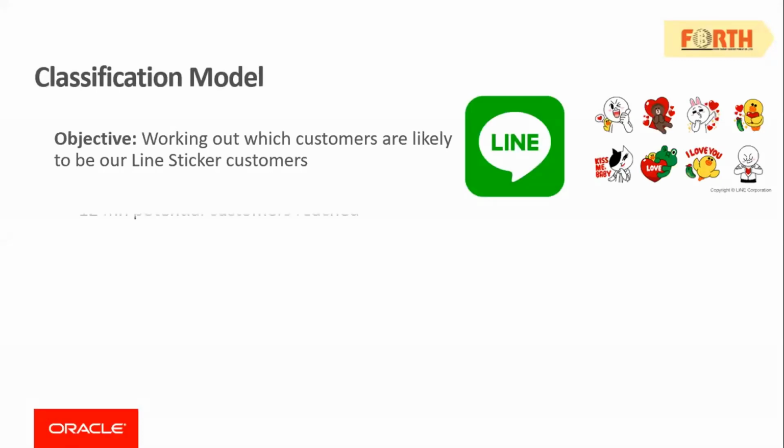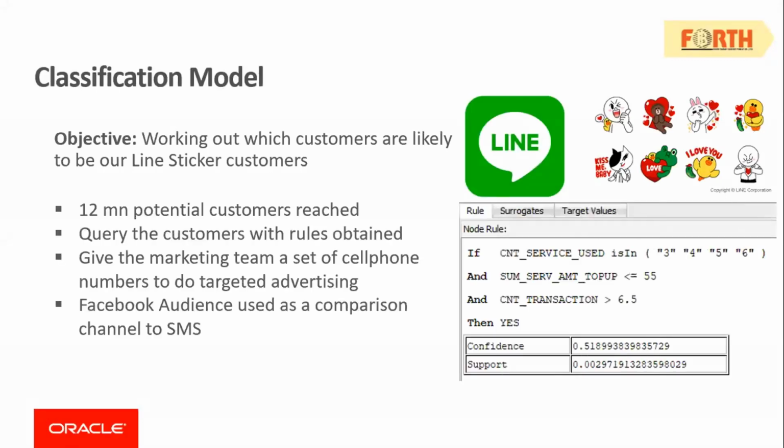All right, so enough about Line. We were able to increase the conversion, and this is what the results look like. We were able to identify that the customers for Line top up less than 55 baht, which is around $2. They are very loyal customers to us, and they use it more than 6.5 times per month, so that's more than 7.